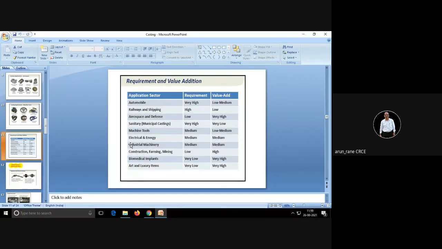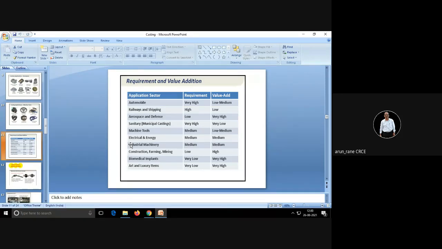These are the requirements. For automobile, it is very high. So at the top, you will see automobile, followed by railway and shipping, then aerospace and defense, then sanitary. In sanitary, mostly pipes come, bathroom fittings, bathroom pots, those are all cast. Big drainage lines are all cast.